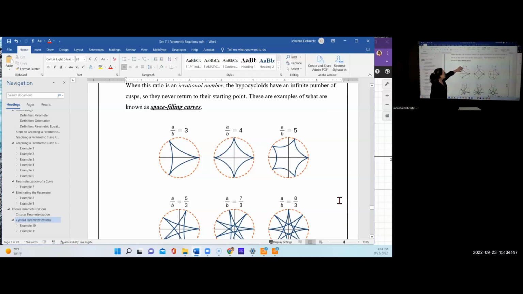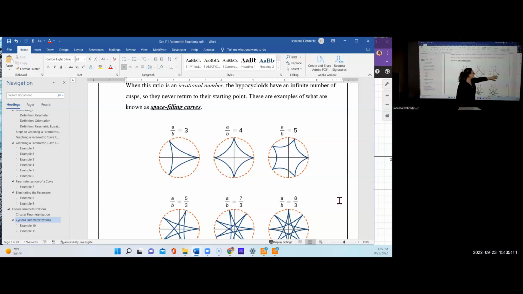So when the ratio of A over B is 3, we see that there are 3 cusps in the hypocycloid, and it will just continue to trace out the same pattern over and over again if you allow the angle for t to get larger and larger. And then if the ratio A over B is 4, you see that there are 4 cusps, and again, it will trace the same path over and over again.